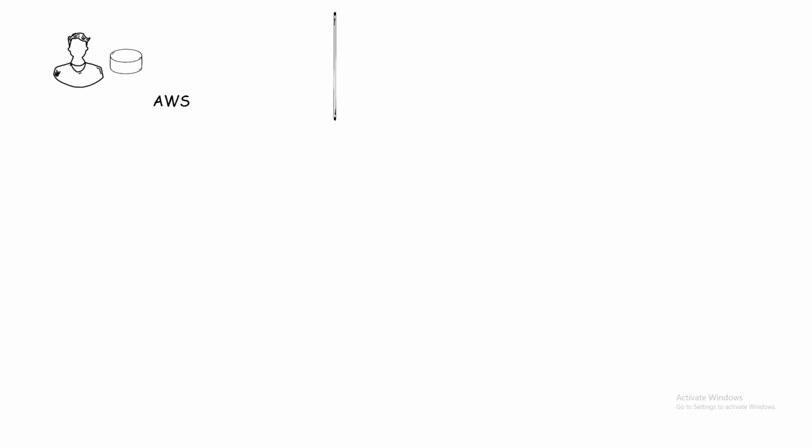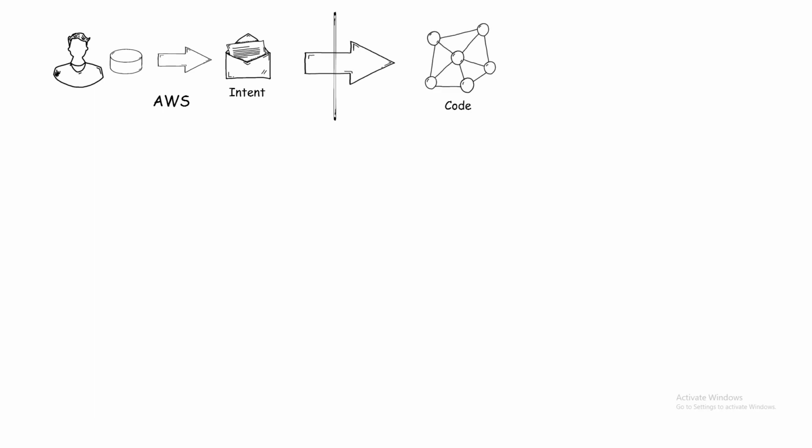And when they speak into that, that's going to be translated by AWS into what they call an intent. And that intent is then going to be sent to your code in your environment where you can do something with it. Now the bot engine is different.